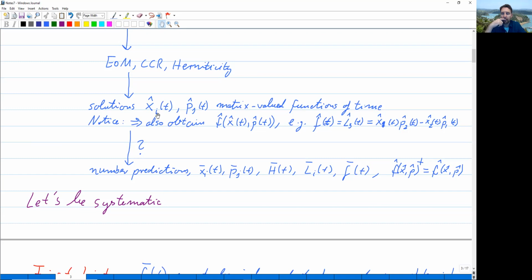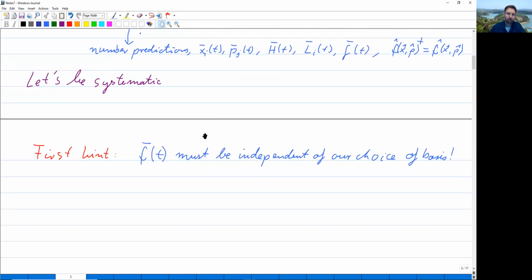Now, what we just wrote down here is a fundamental requirement, namely that the number-valued prediction that we are going to make must be independent of our choice of bases. This is simply saying that nature doesn't care about our choices, right? If I have a favorite basis that I want to work with, or I change my mind and choose another basis, nature cannot care about my choices of bases. So the predictions must be independent of the choice of basis that we use for our matrices.